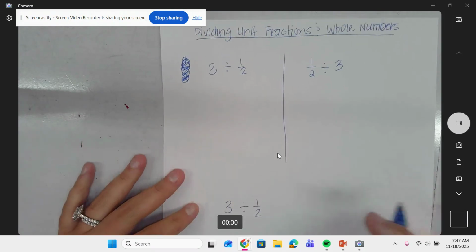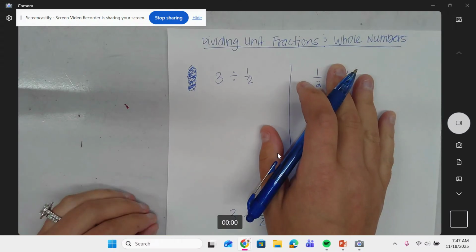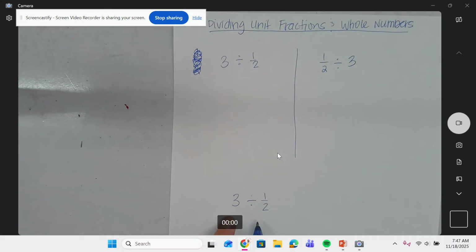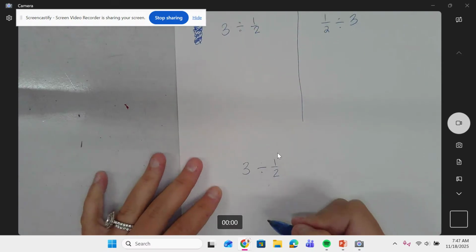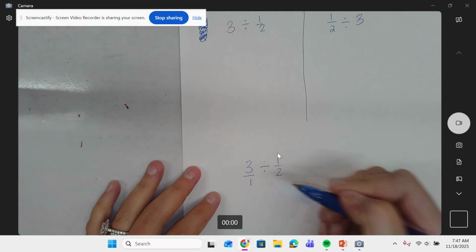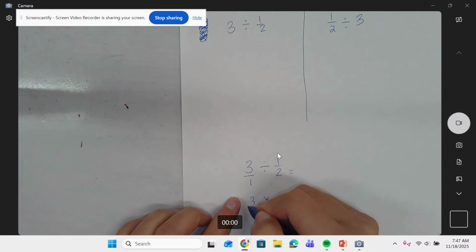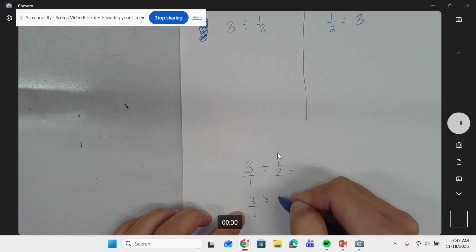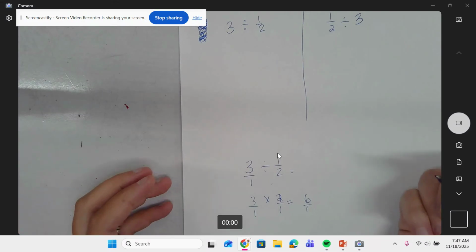The goal of dividing unit fractions and whole numbers in 5th grade is for them to understand the concept so that when their teacher next year explains keep, change, flip, it makes sense. So please, I really caution against showing them this, where you keep it, you change the sign, and then you flip it, because they don't understand what's happening with the math there.